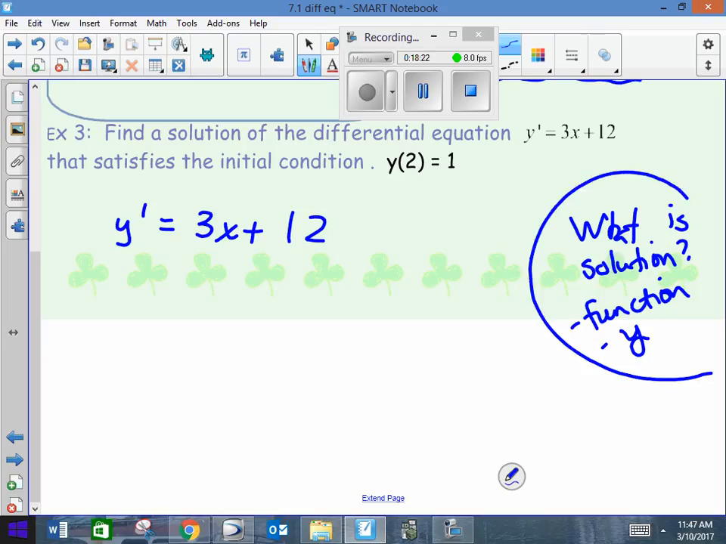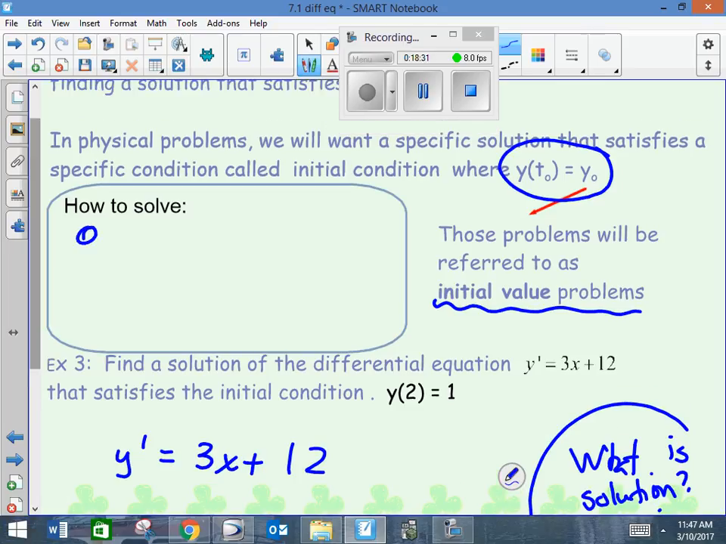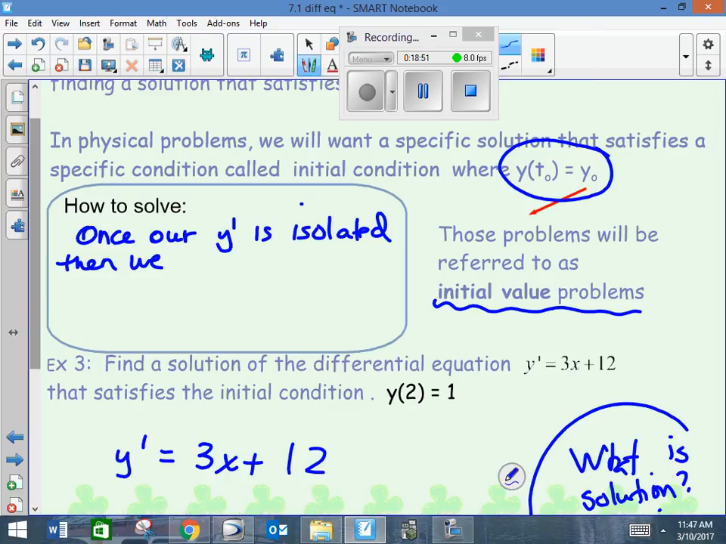All right. Now, how do we get from y prime to y? Okay. So that's the first step: once our y prime is isolated, which it usually is in this first section, then we are going to integrate both sides. Okay? We're going to integrate both sides.